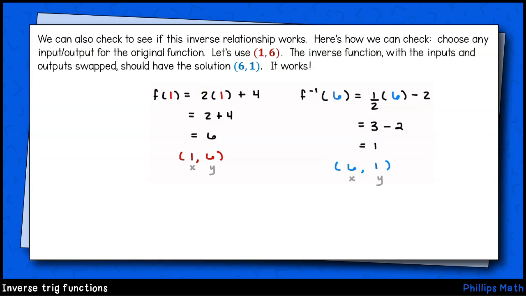Now, it seems like a good idea to prove to ourselves that these two functions are indeed inverses. As I mentioned earlier, if we did this right, any ordered pair from the original function should have the x and y values still paired but swapped. Let's try that ordered pair (1, 6) again.